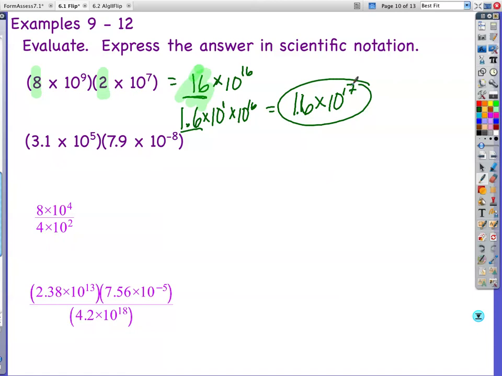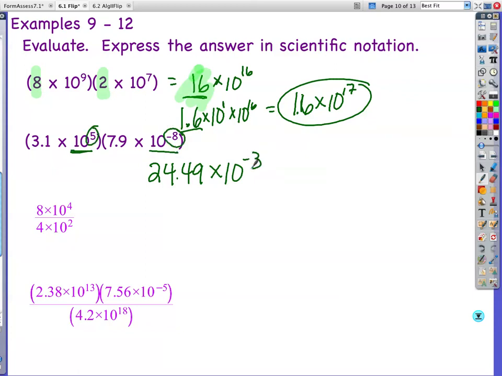All right, and then as I say that, look at this next problem. 3.1 times 7.9. Let me see if I have my calculator. Oh yeah, but it's kind of cool just to know you can take your coefficients times each other. 3.1 times 7.9 is 24.49. Okay, when I'm multiplying with like bases, here we've got like bases, I'm going to add these exponents.